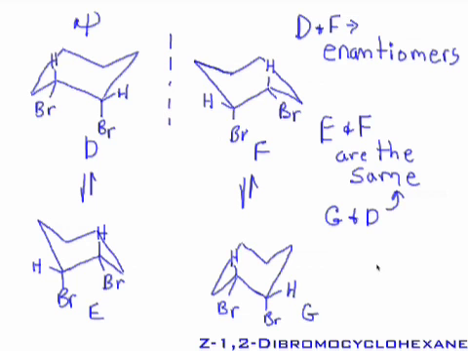So what you could do, if it was asked, you could put identical, and then you could put in brackets ring flip. Notice that this applies for cis 1,2. Okay? In the case of cis 1,2, they're the same because of ring flipping. Trans 1,2 does not become the same.